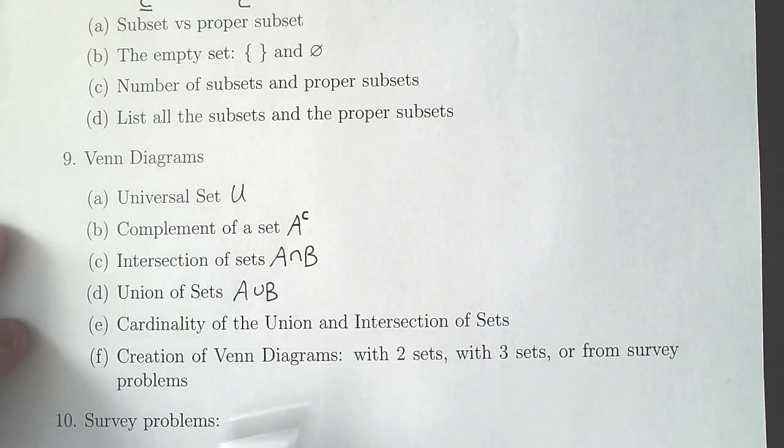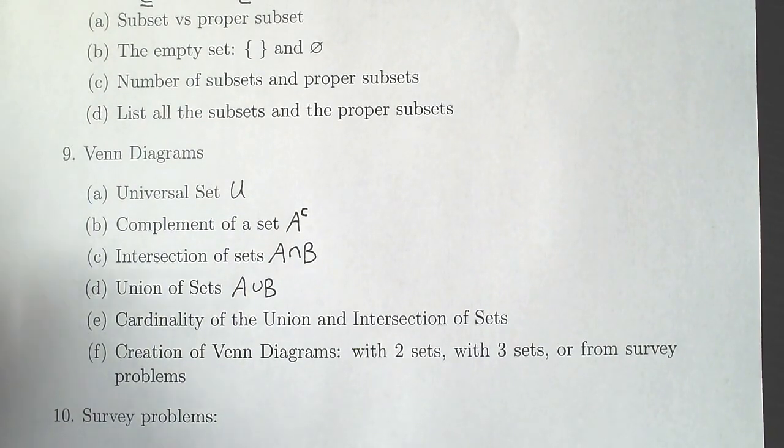And then survey problems was the last thing we did. And the survey problems seemed like most of them had 3 sets, like an A, B, and C, all within some kind of universal set. And those can be kind of tricky. I think there's one of those in this upcoming 3.5.